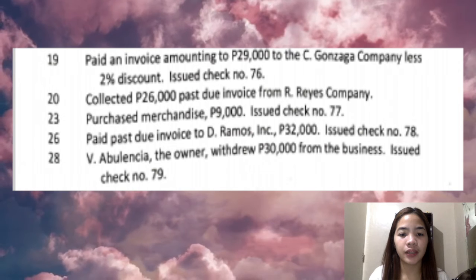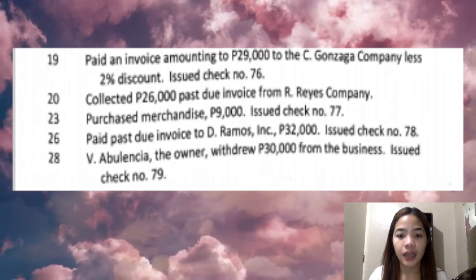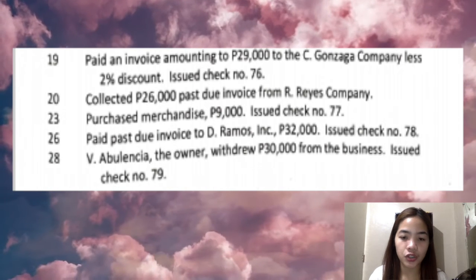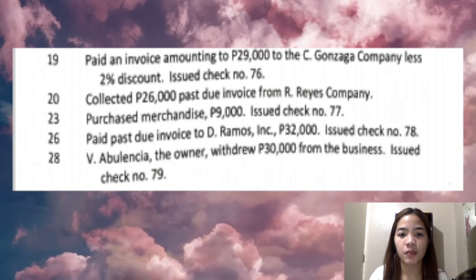June 19, paid an invoice amounting to 29,000 to the C. Gonzaga Company, less 2% discount, issued check number 76. Since nagbayad tayo, lagay natin sa cash payments journal.